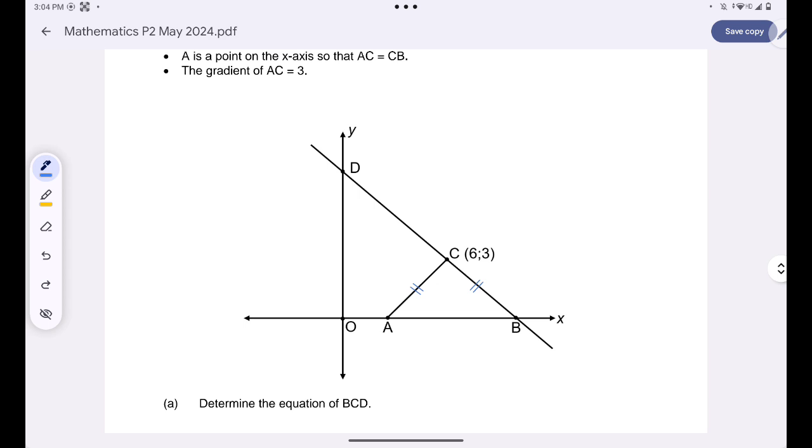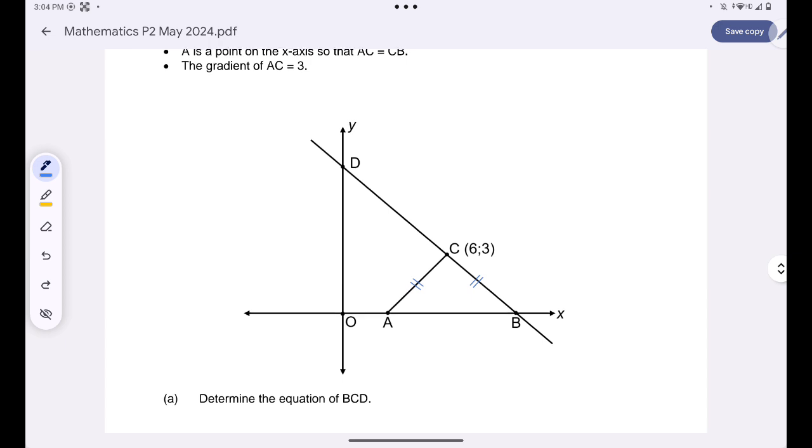For us to find the equation of line BCD, we must know the gradient of the line, and then have one point on the line. In this case, you only have one point, and you don't have the gradient. But what we can do in this situation is to try and find the coordinates of B. After finding the coordinates of B, we can then find the gradient of line BC and then find the equation of the line. How can you find the coordinates of B?